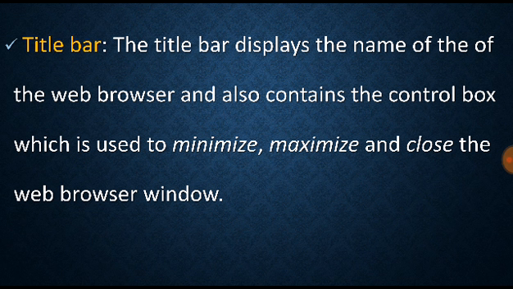So for web browsers, they also have title bars, and this title bar displays the name of the web browser, and it also contains the control box or the Windows tools. When we talk about the control box, we are referring to the three buttons that can be seen at the right top corner of the title bar, and these buttons are the minimize, maximize, close, and at times you may even see restore over there. So this is what we refer to as the control box or the Windows tool.